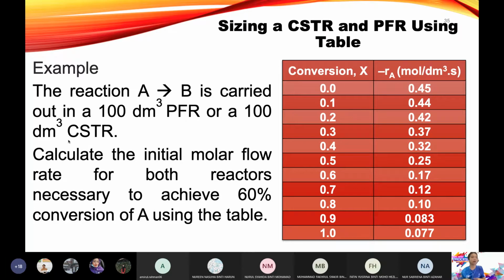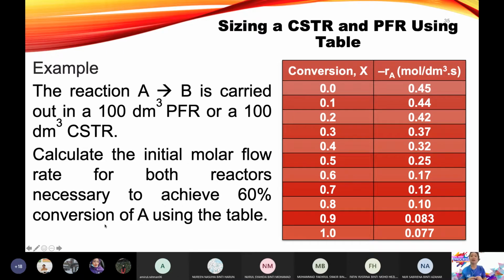Means in your plant now, you have a PFR or you have a CSTR, both of which the volume is 100 dm cube. This one besar lah, 100 dm cube is about 100 liters. It's a huge reactor. And dia kata sekarang, calculate the initial molar flow rate, which is A lah, for both reactor. Okay, kenapa saya tahu molar flow rate A? Sebab reactor dia hanya satu, A. Okay, so dia nak tahu molar flow rate A for both reactor to achieve 60% conversion using the table.